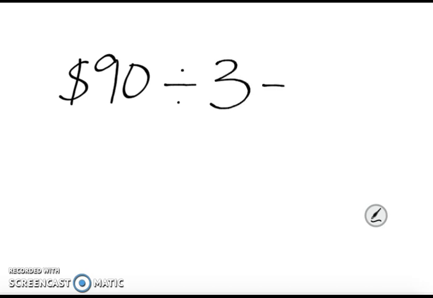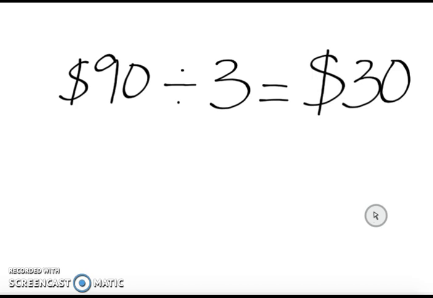Okay, let's take $90 and divide that by 3. All right, hit pause, and when you are ready and you have your answer, hit play. All right, you should have gotten $30. Now remember the hint, cover up that 0 on the 90. 9 divided by 3 is 3. And add that 0 back on to get 30.